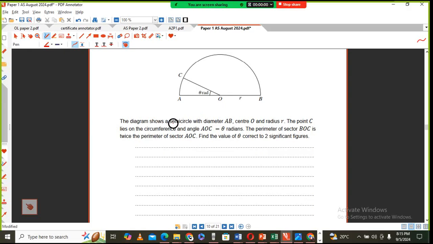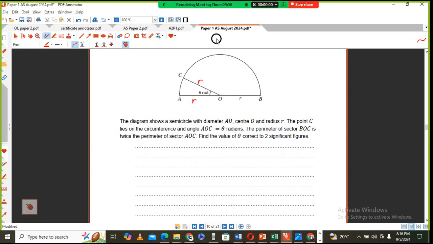The diagram shows a semicircle, diameter AB. If that is the diameter and O is the center, then this is a radius, and this is also the radius here. You agree? Then the point C lies on the circumference. Angle AOC is theta radians. Then the perimeter of sector BOC, that whole perimeter there. So the perimeter of BOC.